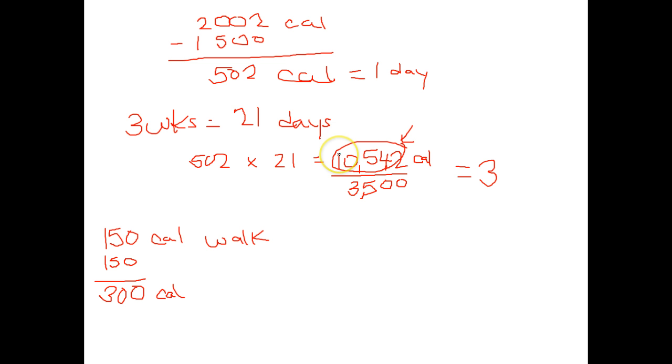So we have 10,542 calories that we're trying to burn. We know that we burn 300 calories a day. So if you divide those, you're going to get a decimal, but I'm rounding it to 35. So that's 10,542 calories divided by 300 calories a day gets you 35 days. So you can lose those 3 pounds in 35 days if you took that extra walk to and from class.